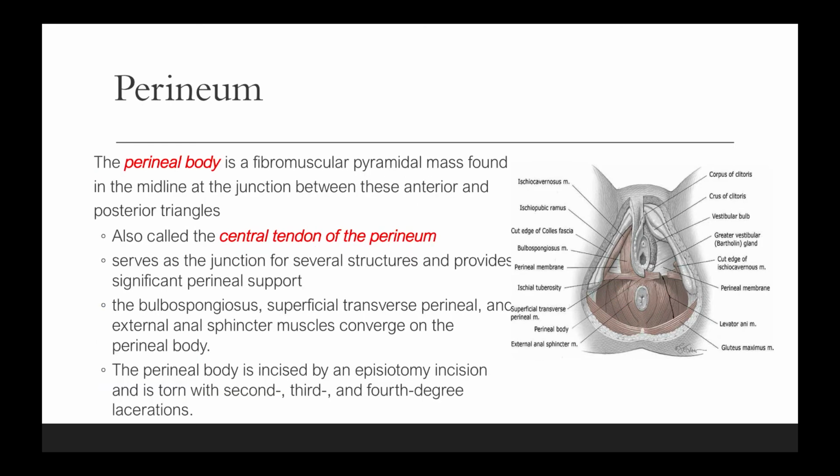Okay, so the perineal body will be around this area. It is a fibromuscular pyramidal mass found in the midline at the junction between these anterior and posterior triangles. Okay, so this is also called the central tendon of the perineum. This serves as a junction for several structures and provides significant perineal support. The bulbospongiosus, superficial transverse perineal, and external anal sphincter muscles converge on the perineal body. So, the perineal body is incised by an episiotomy incision and is torn with second, third, and fourth degree lacerations.